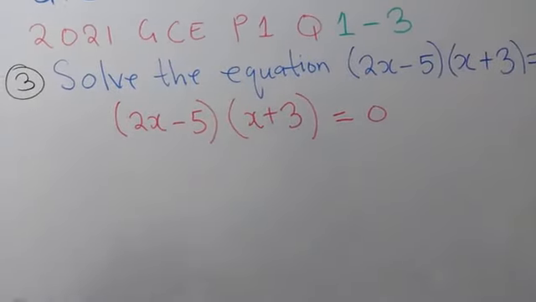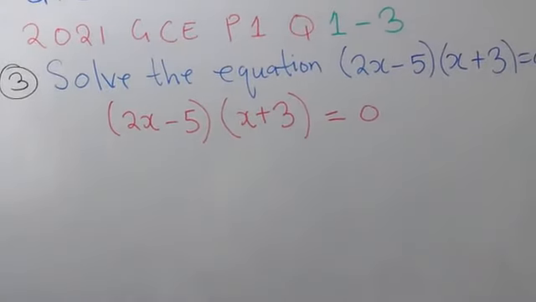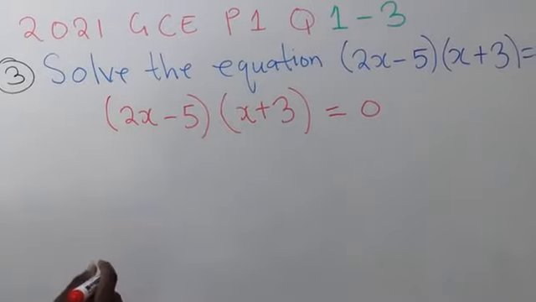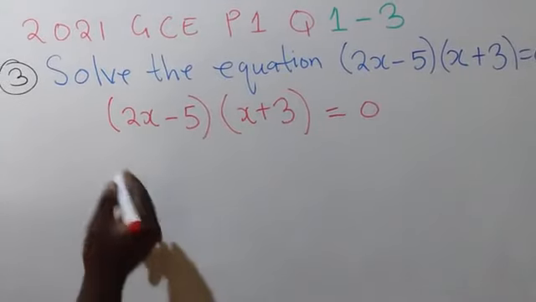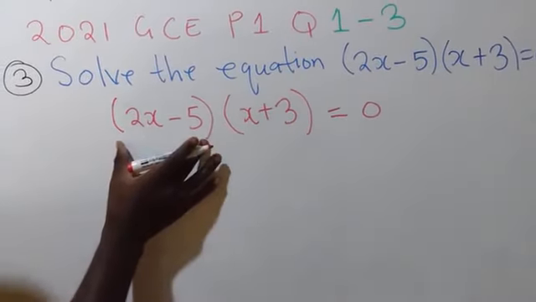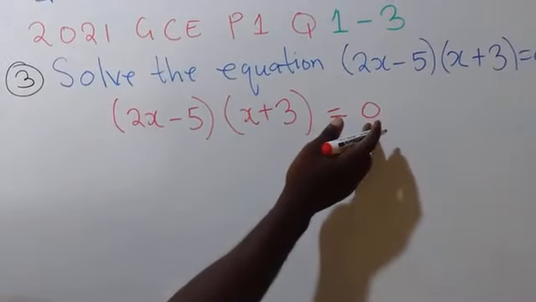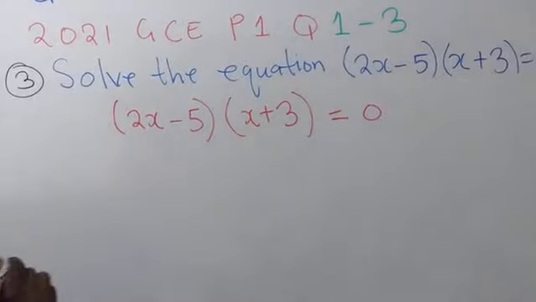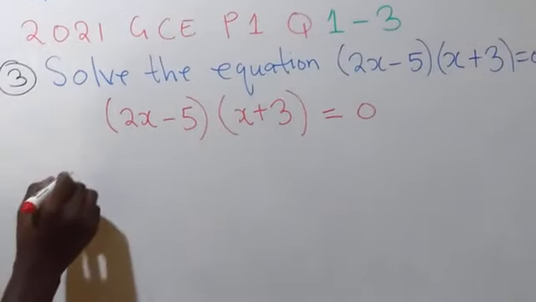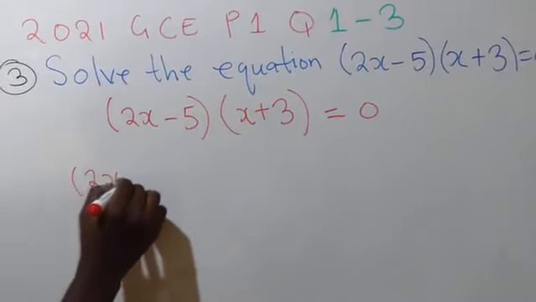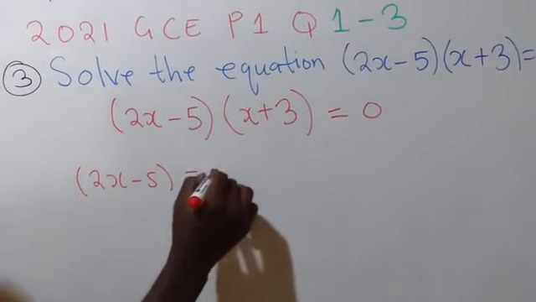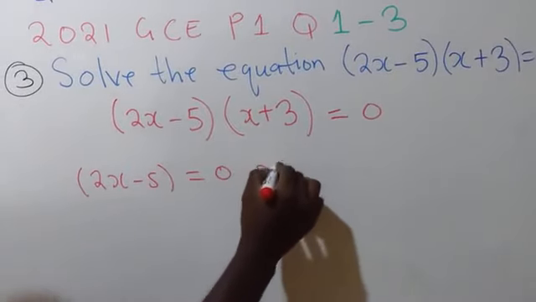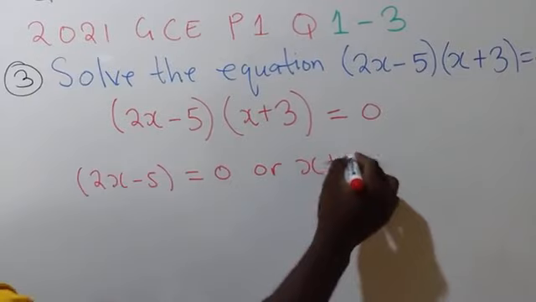So how can we answer this? This question is very simple. The way you can answer it, you just equate the first bracket to 0, or the second bracket you also equate to 0. So I've said the first bracket 2x minus 5 is equal to 0, or x plus 3 is equal to 0.